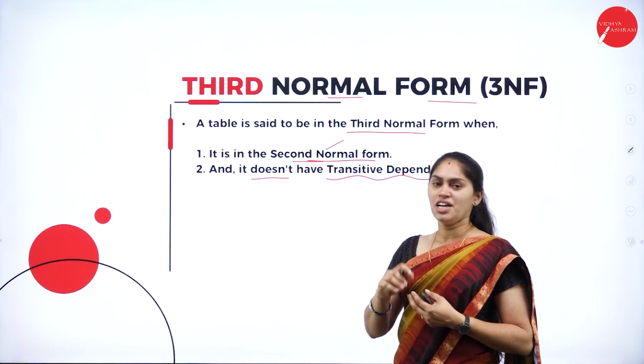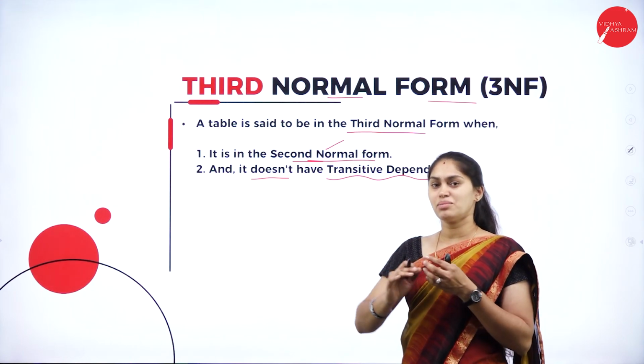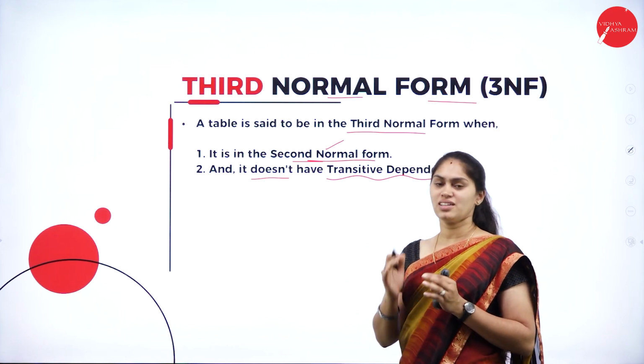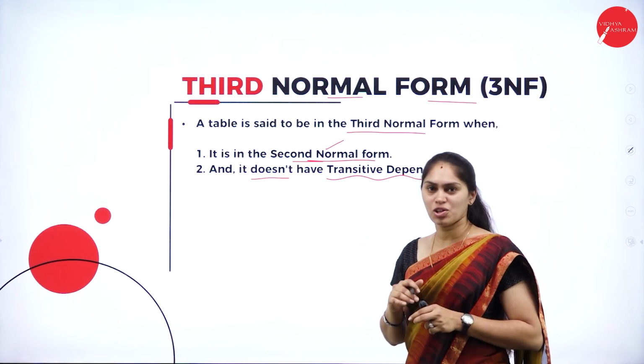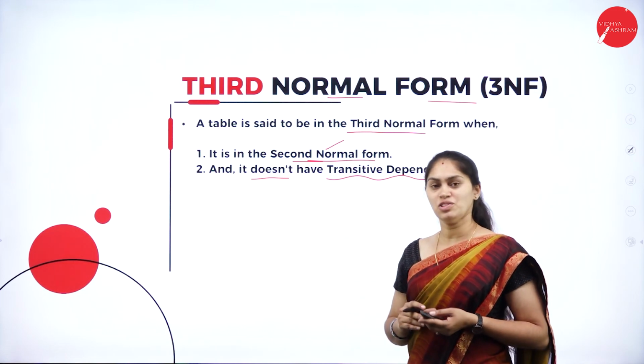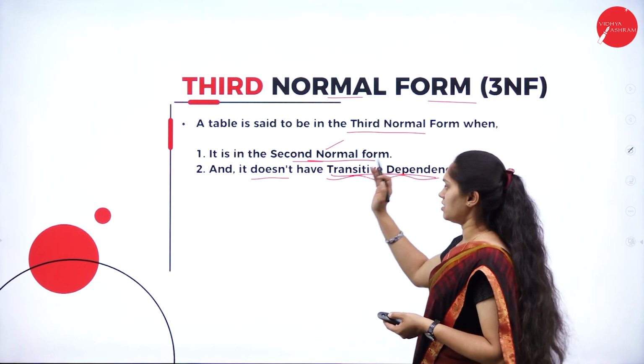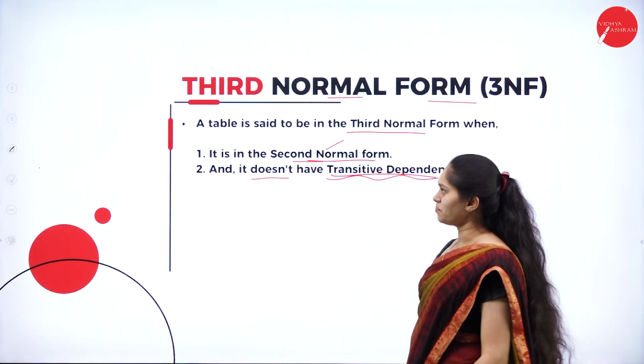As I told earlier, if you are asking for money from your mother, she should give it to you. Otherwise, the mother should not have to ask your father. That means it is having a transitive dependency, because you are somehow indirectly asking the money from your father. That should not take place if you want the table to be in third normal form. We'll see an example here.